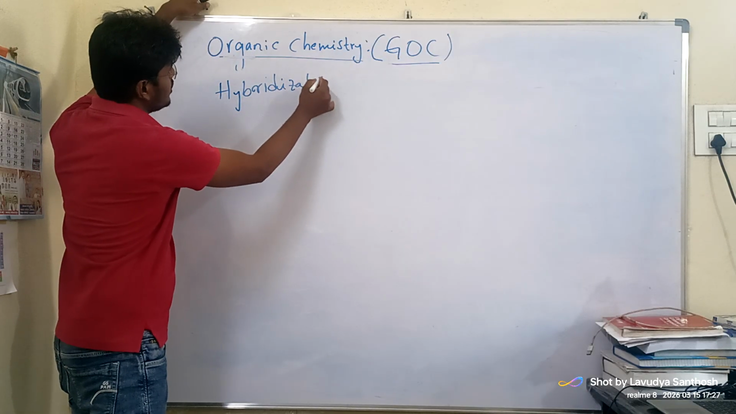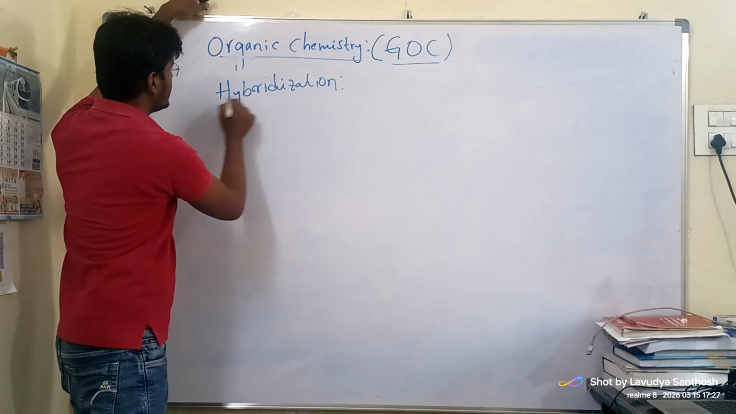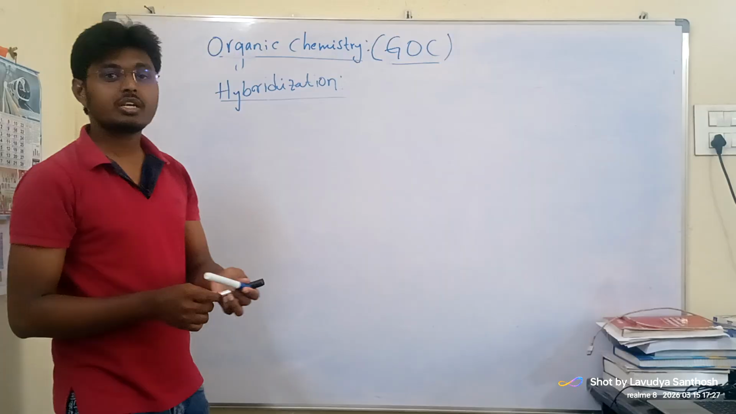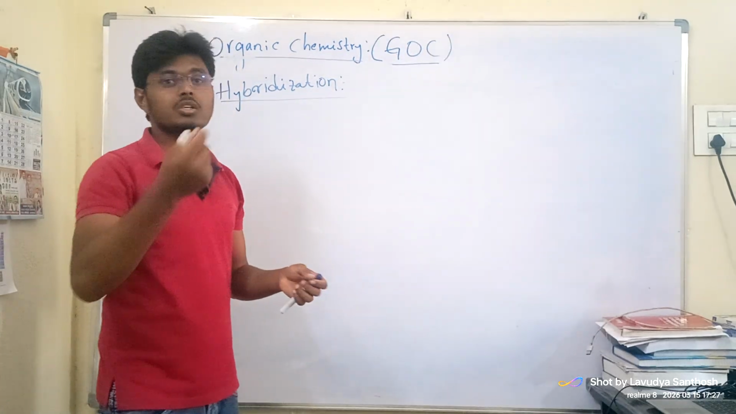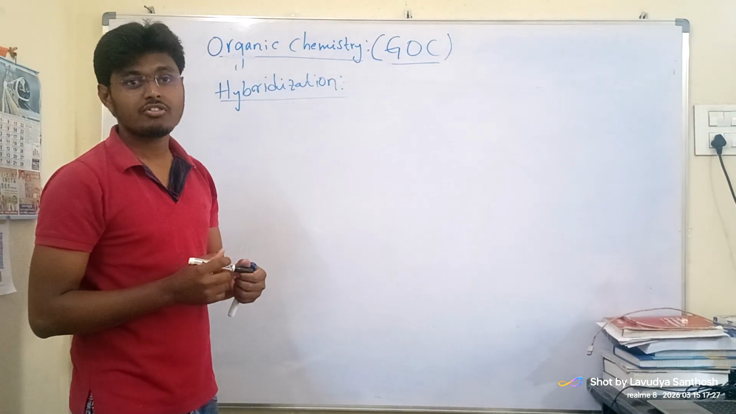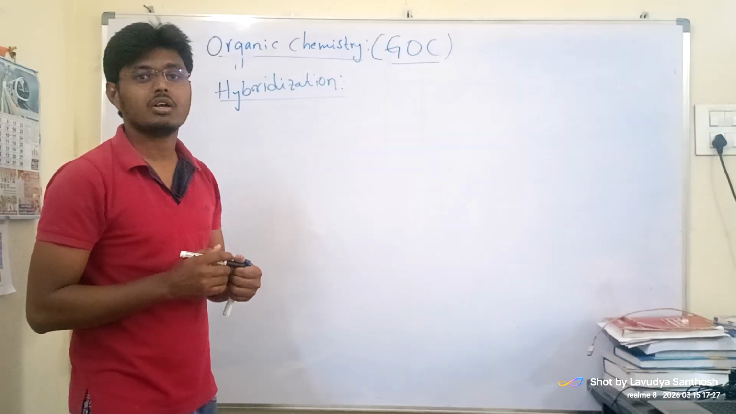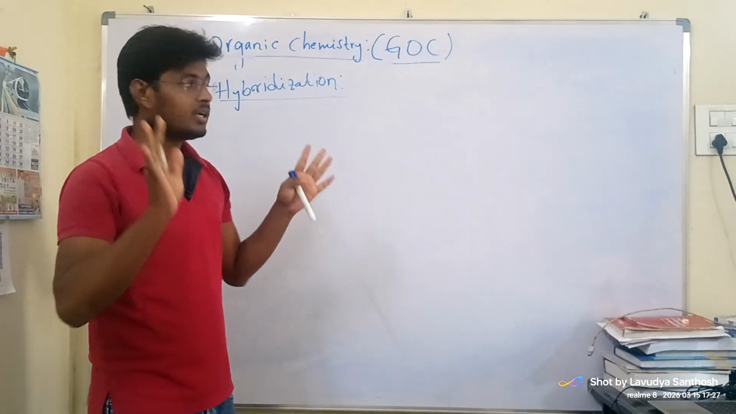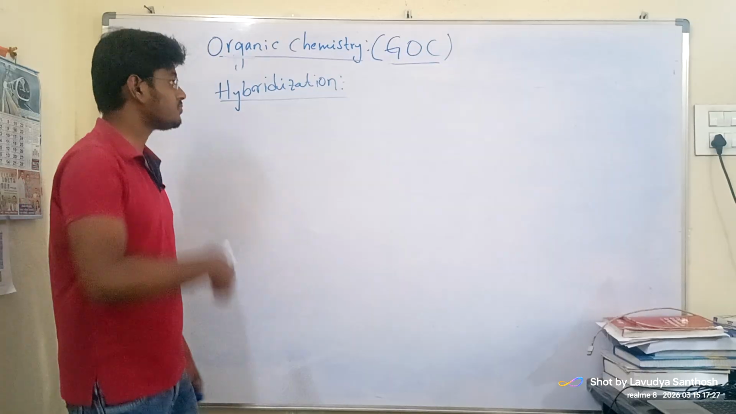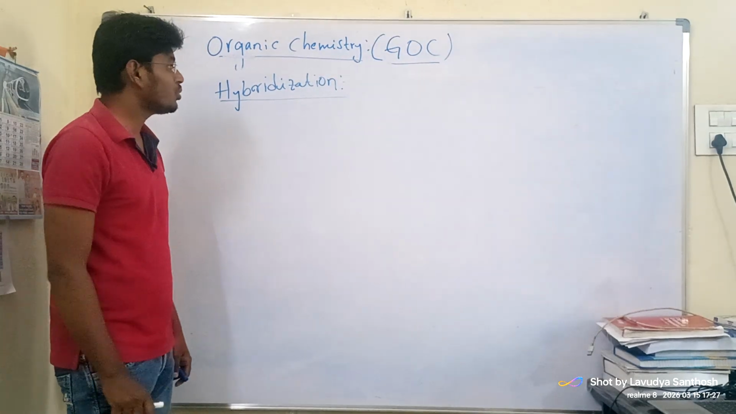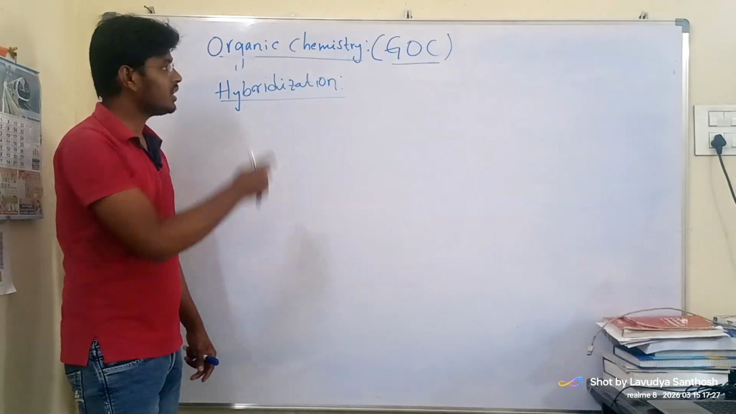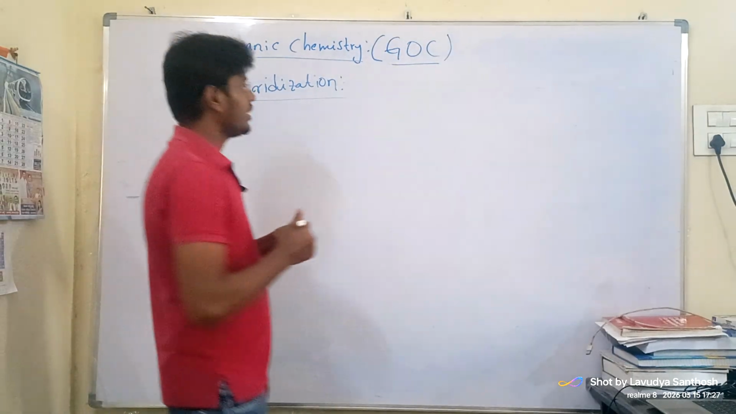Hybridization. What did we discuss, what is hybridization? Hybridization is the intermixing of atomic orbitals to produce an equal number of equal-energy hybrid orbitals. We will take examples and look into it in depth. Before that, I would like to tell you one thing to remember.